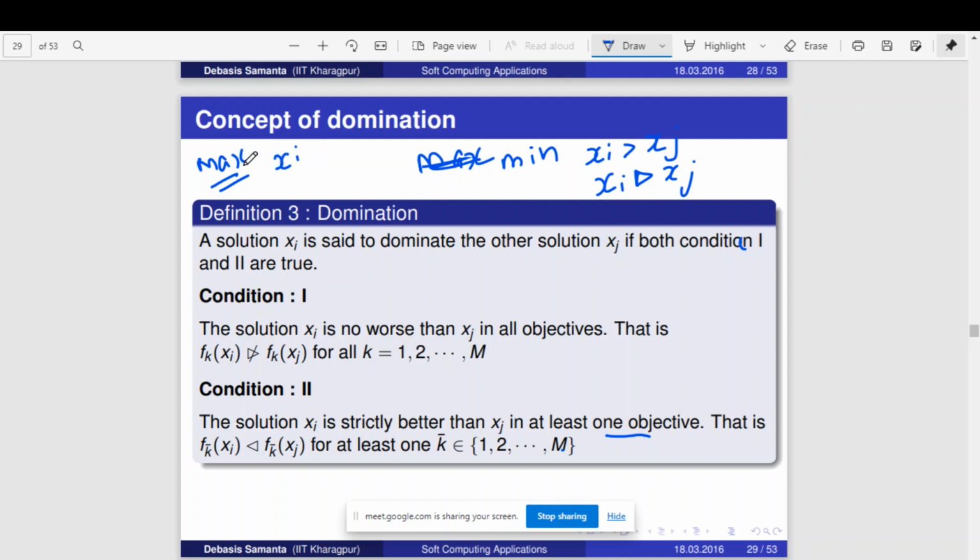Objective is to maximize. Yeah, when xi is less than xj, we say that xi is worse than xj. Okay. So this symbol is to mention that xi is worse than xj. This symbol is to mention xi is better than xj. Okay. Now with this knowledge of better than and worse than, how do you define the domination? What is meant by domination?